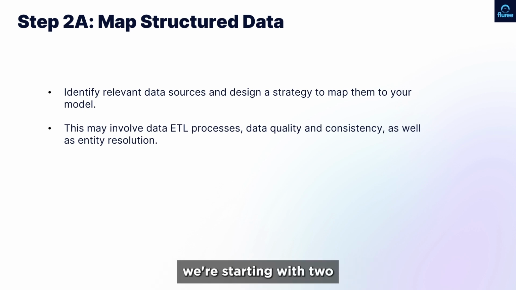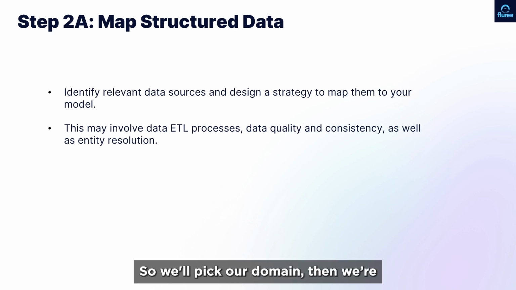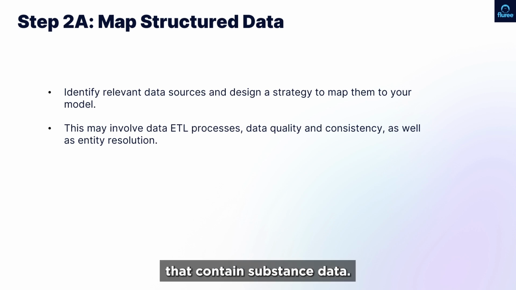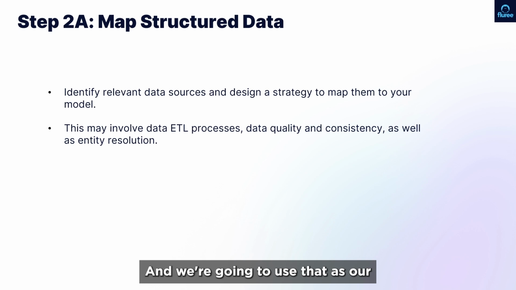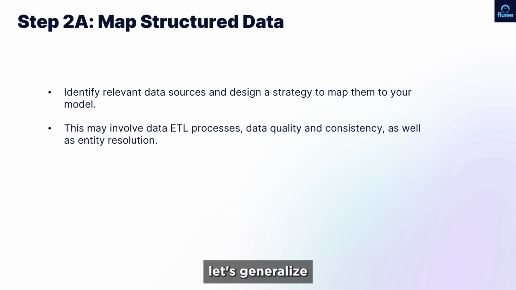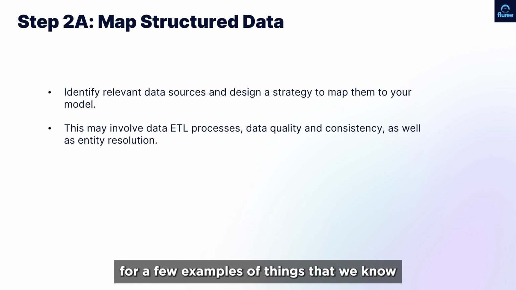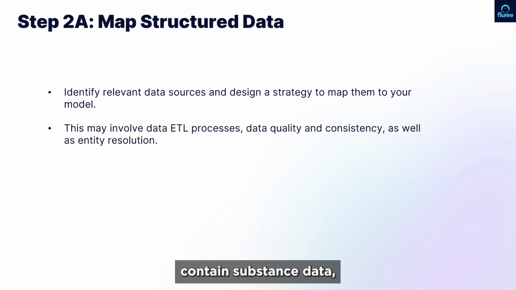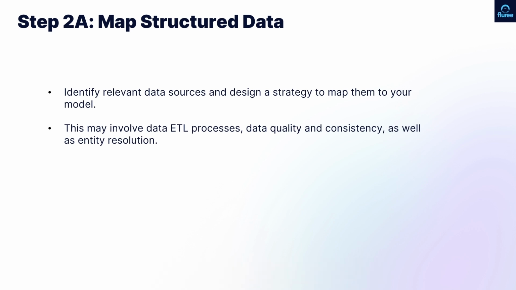In this case, when we're starting with 2a, which is for structured data, what we want to do is start identifying just a few example cases of where I know that I have substance data. So we'll pick our domain, and then we're going to say, okay, I know for a fact that I've got a few sources of information that contain substance data. I'm going to use that as our training set. And then we're going to extrapolate, or generalize, the knowledge from what we've done for a few examples of things that we know contain substance data. And then we can create the pattern and use this pattern writ large on multiple other data sets.